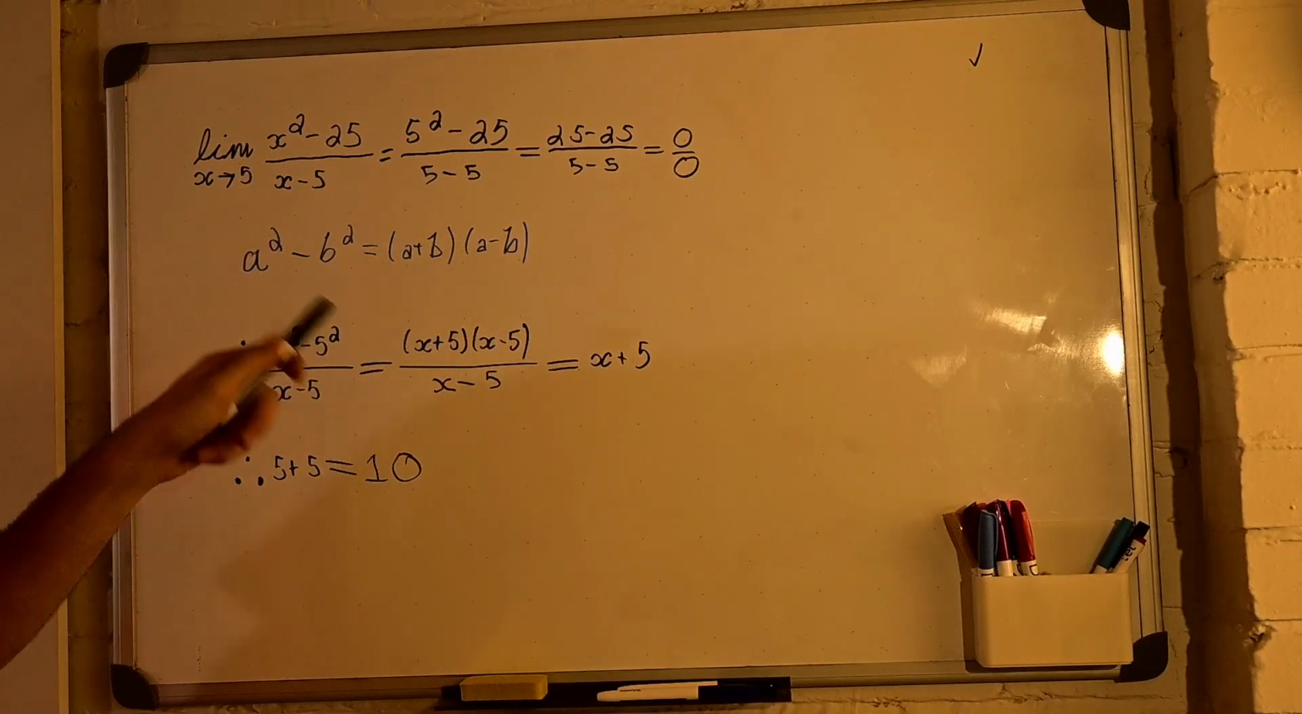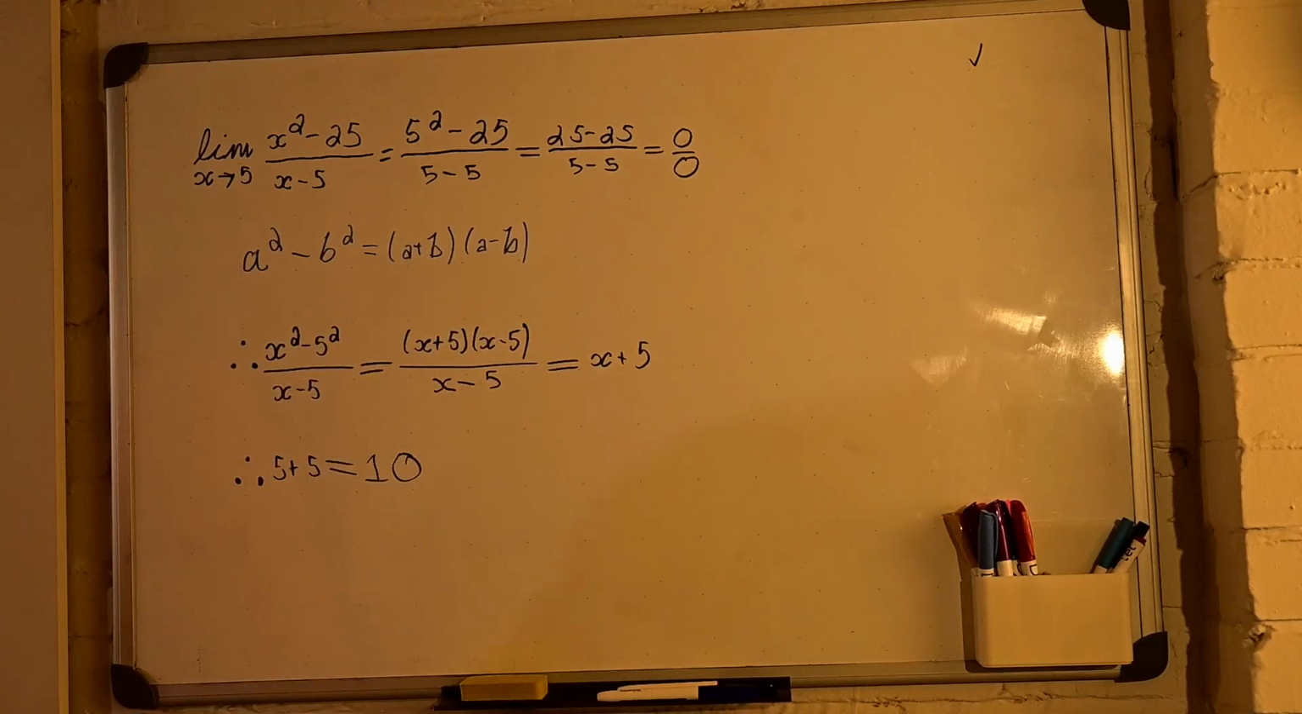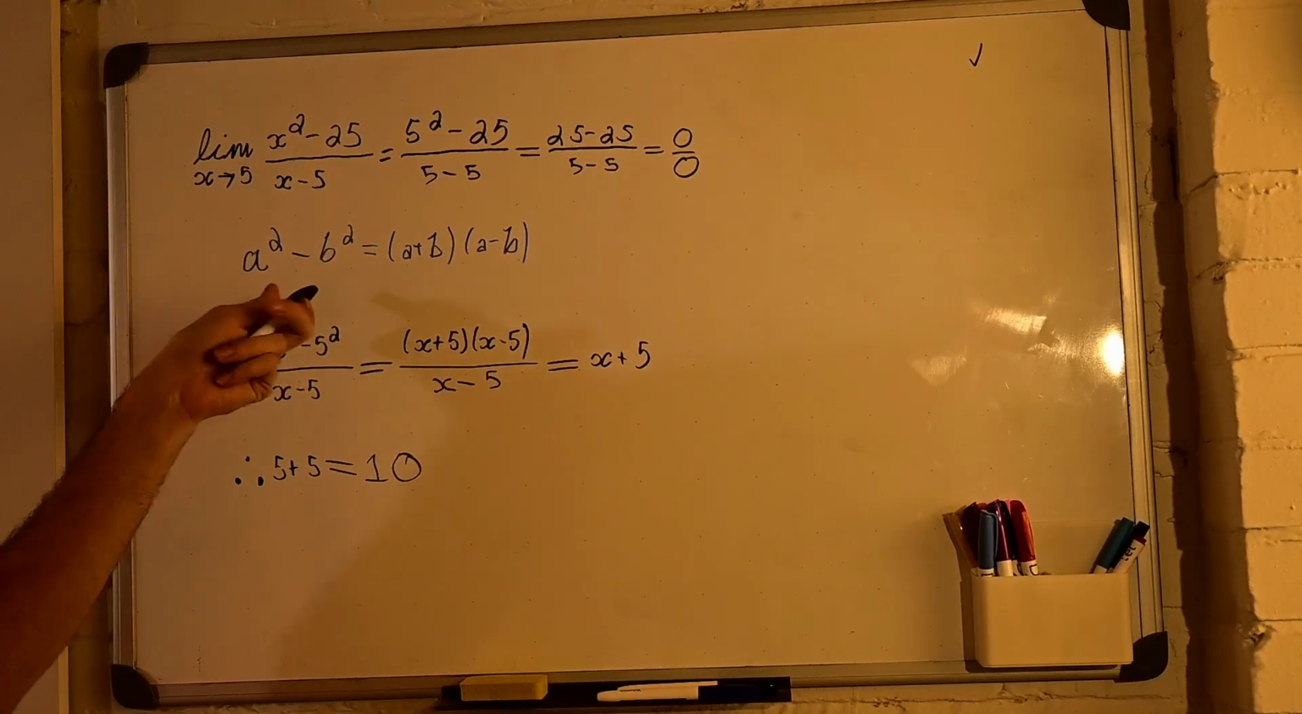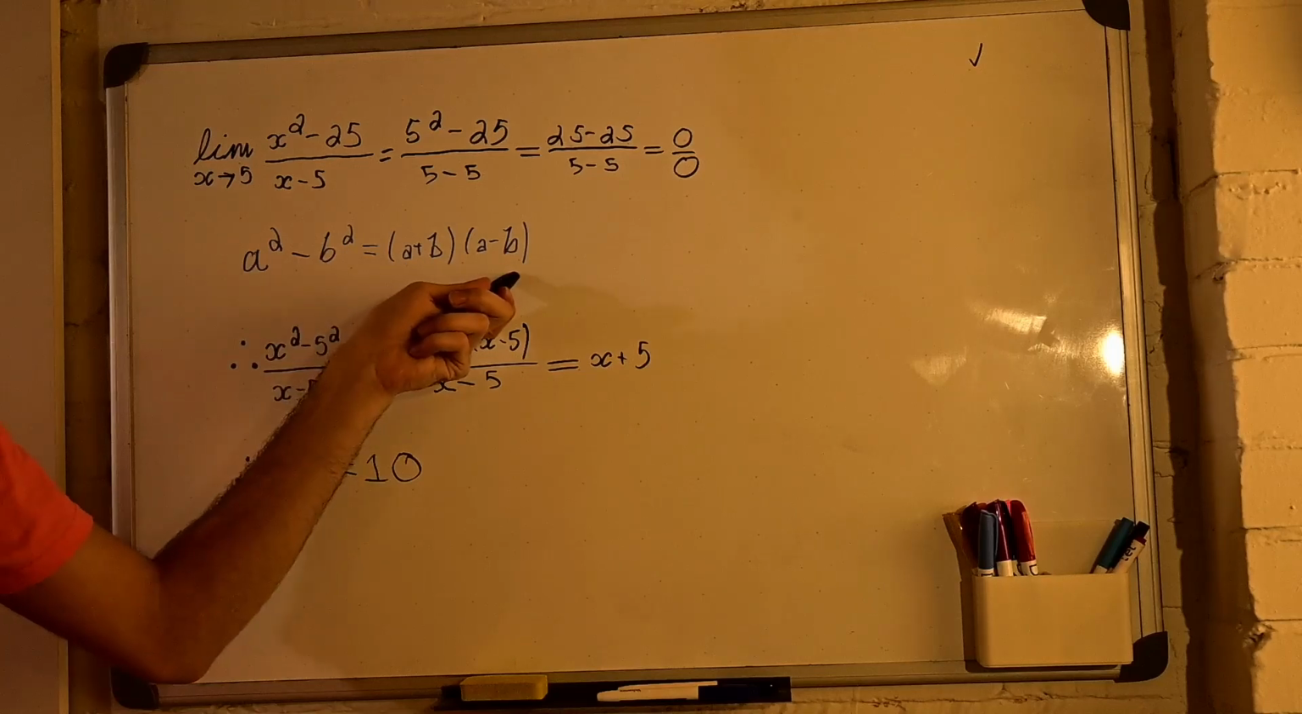They really love to give a limit where you have to apply this rule in order to find the answer. So just remember this rule. It's just a factoring rule. There's no tricks to it. Just memorize it: a squared minus b squared equals (a plus b)(a minus b).